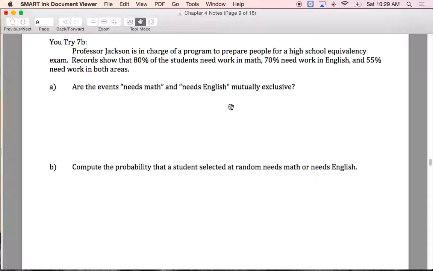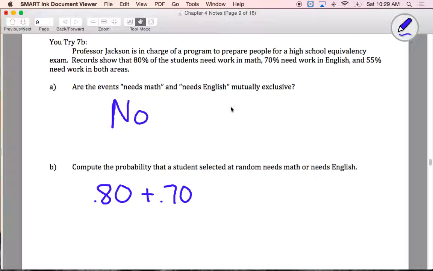Now, as we go through this, you have students that need math, need English, and some need both. So that means they're not mutually exclusive because you have some that need both math and English. So for part B then, if I want to find that probability, I look at my probability for those that need math, my probability for those that need English, then we have to subtract the 0.55 because that's those that need work in both areas.